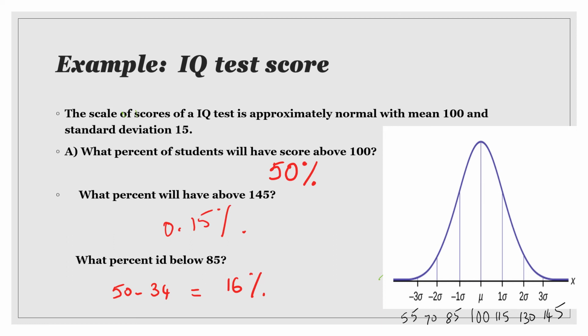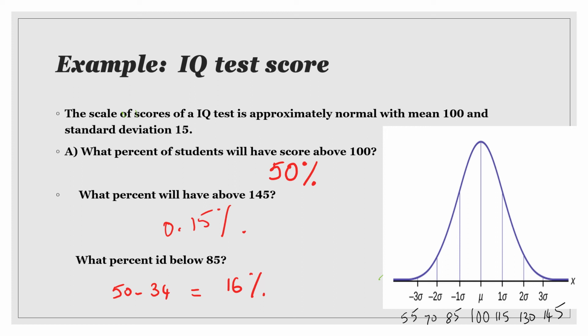So it looks like between 55 to 145, 99.7% of the data will lie. Between 70 to 130, 95% will lie. And 85 to 115, 68% of the data will lie. The first question here is, what percentage of students will have scores above 100? 100 is the center. Above 100 is exactly half of the distribution. So 50% of the students will have scores above 100.